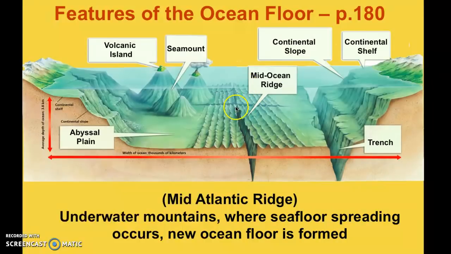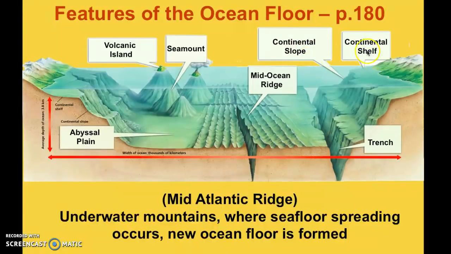Mid-ocean ridge is going to be where seafloor spreading occurs. So it is going to be an area where the plates are pulling apart, they're diverging, and magma is allowed to come up to the surface, and it cools down, forming new ocean floor. So the newest ocean floor is going to be in the center. The oldest ocean floor at the mid-ocean ridge is going to be the mountains that are further away.